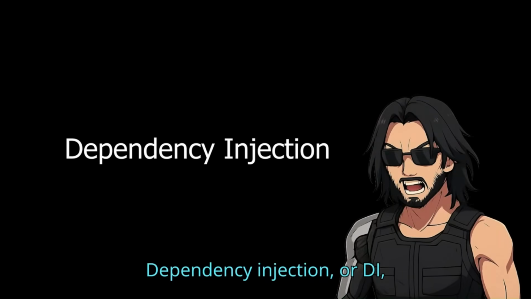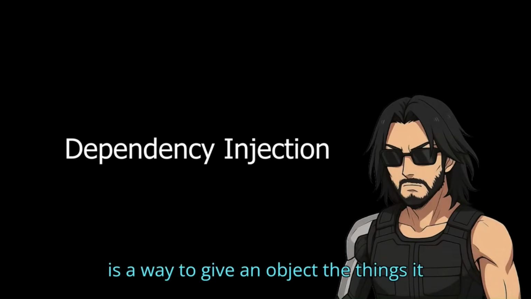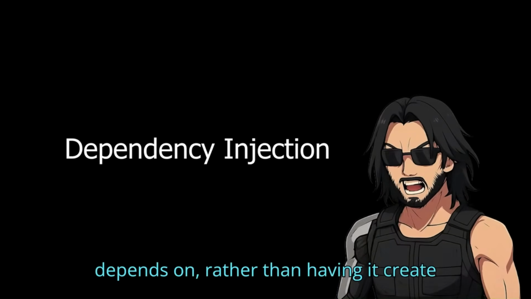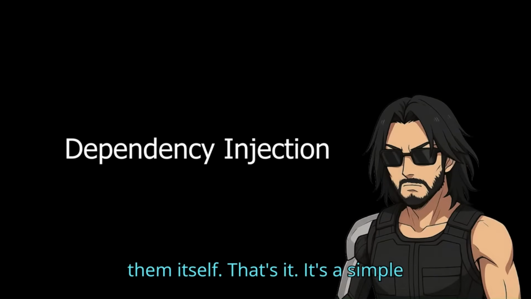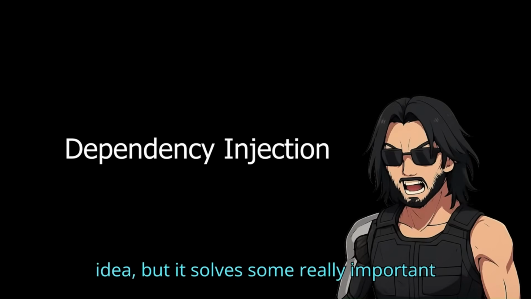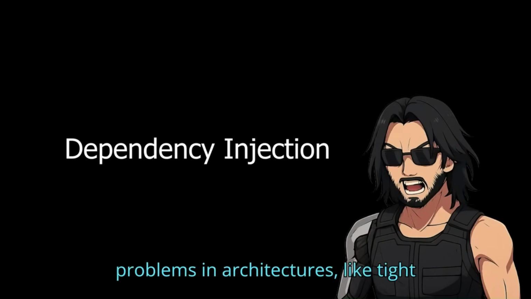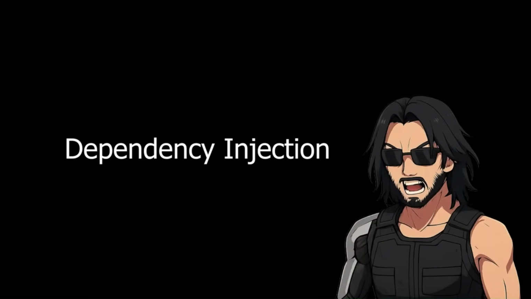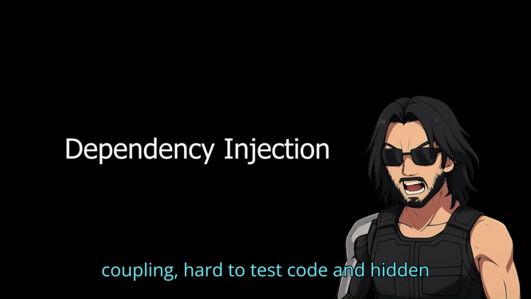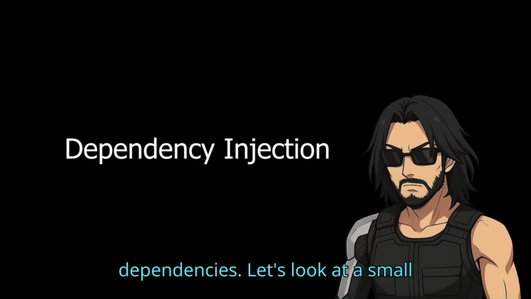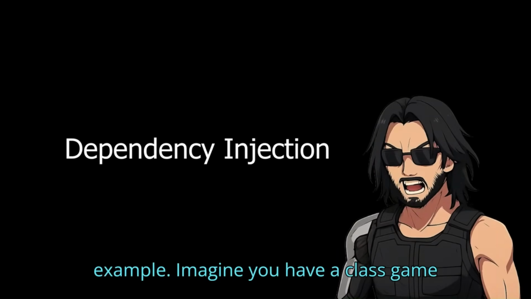Dependency injection, or DI, is a way to give an object the things it depends on, rather than having it create them itself. That's it. It's a simple idea, but it solves some really important problems in architectures, like tight coupling, hard to test code, and hidden dependencies. Let's look at a small example.